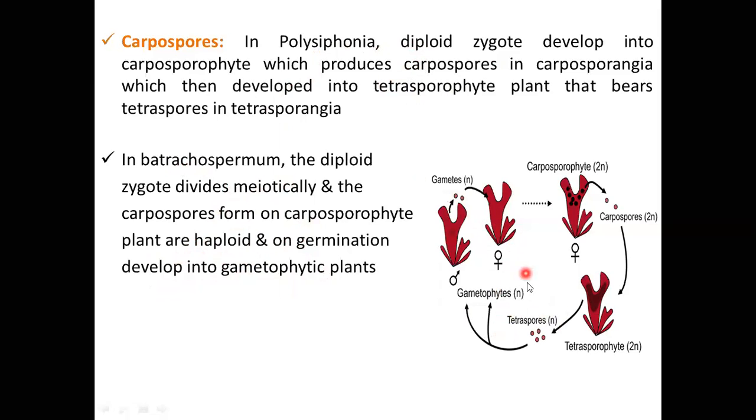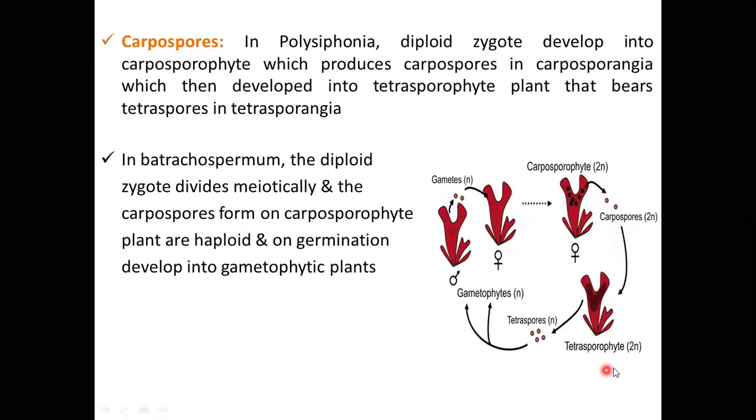So you can see here in this figure, this is the male gametophyte plant, this is the female gametophyte plant. These are the male gametes which come into the female gametophytic reproductive organ and develop into a zygote. So the zygote is diploid in nature, and from this zygote in the female gametophytic plant, a carposporophyte plant develops, which depends on the female gametophyte. So this carposporophyte plant is diploid in nature, and it produces spores known as carpospores, which are also diploid.